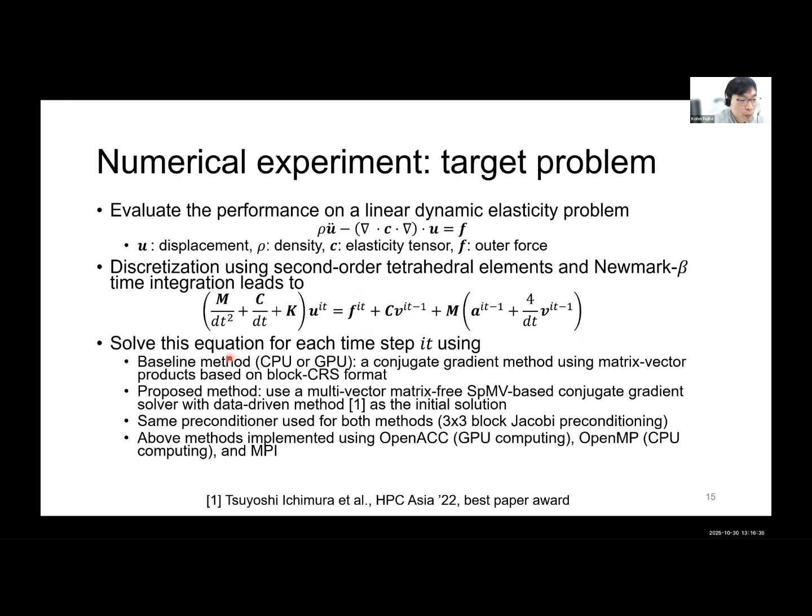As a baseline method, we use the conjugate gradient method using the matrix-vector product based on the block CRS format. In the proposed method, we use a multi-vector matrix-free SPMV-based conjugate gradient solver with a data-driven method as an initial solution. The same preconditioner is used for both the baseline method and the proposed method. We implement this using OpenACC for the GPU computing part, OpenMP for the CPU part, and MPI for inter-process communication.